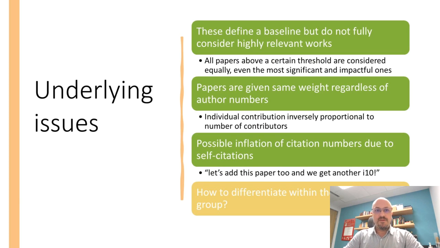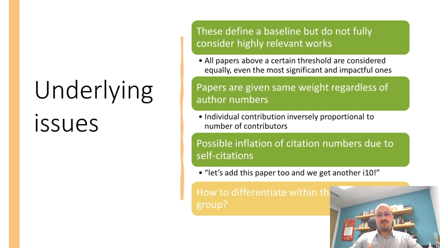But there are some problems with these metrics, and essentially they tend to define a baseline, but then do not fully consider highly relevant works. Also, papers are given the same weight regardless of author numbers, and it's possible to game the system and, in a way, self-cite ourselves, so as to push these kinds of thresholds higher, whether it's the I10 number or the H-index as well.